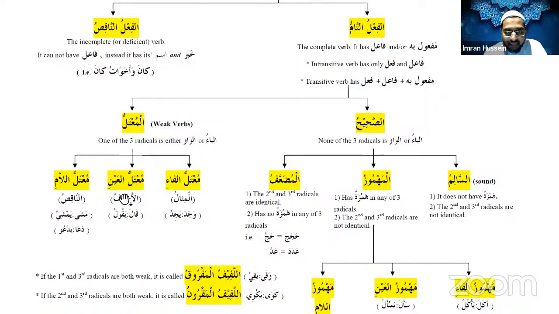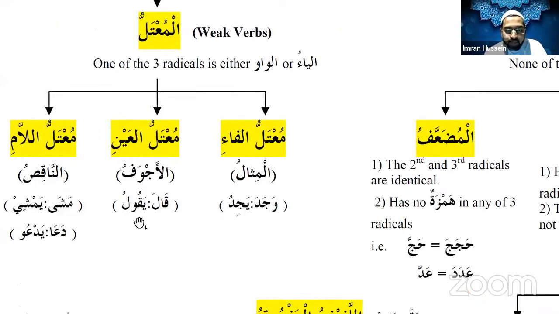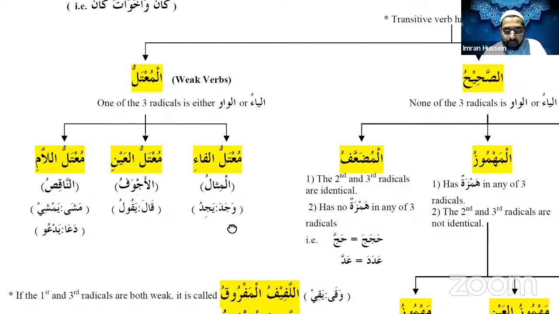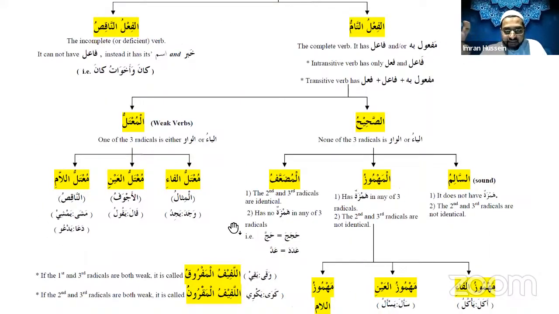And if it comes in the middle of the verb, like qawala yaqulu, which has a waw in the middle itself, this is called mu'talul ayn, that the weak letter is in the ayn. And if the weak letter is at the end, it's called mu'talul lam, naqis, as mashaya yamshi, da'awa yad'u. So these are the 3 positions where weak letters can be situated.